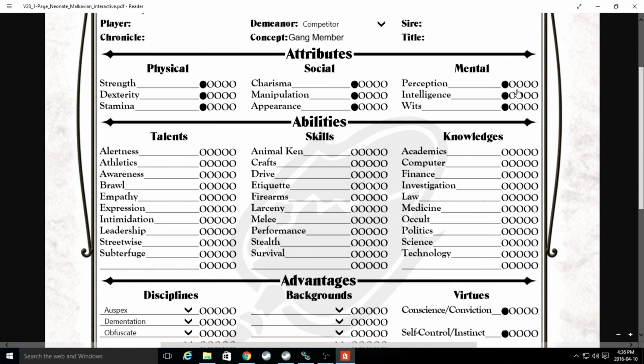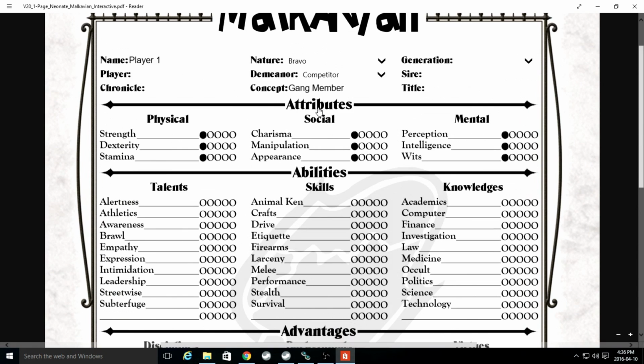So we're going to go for this, and then we'll move down to the attributes. We've got 7, 5, and 3 to spend. So we're going to spend it with 3 dots here, a dot here, and a dot here. That's 5. And we'll go a dot here and a dot there for dexterity. Let me think here. We're going to have the dexterity specialty of quick.